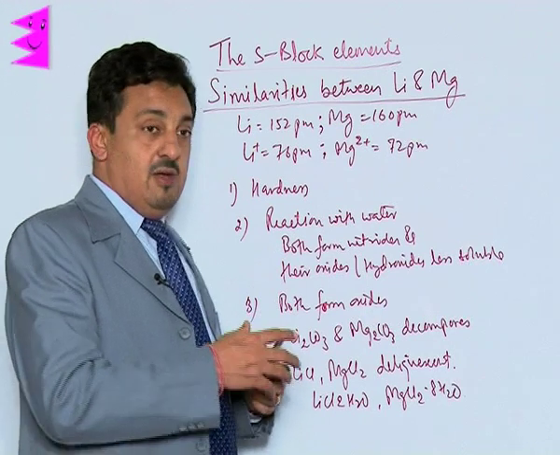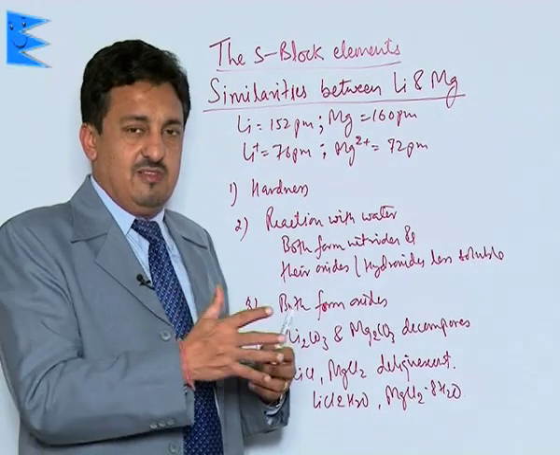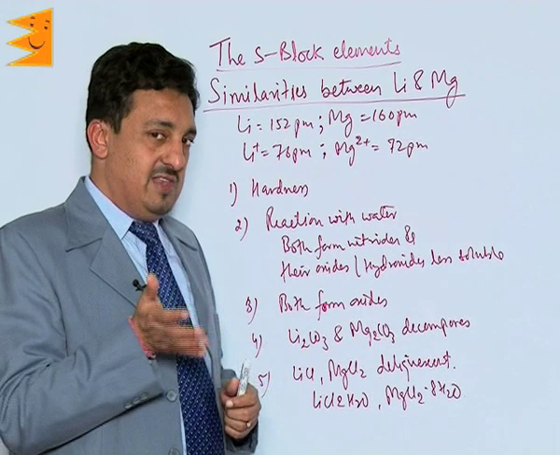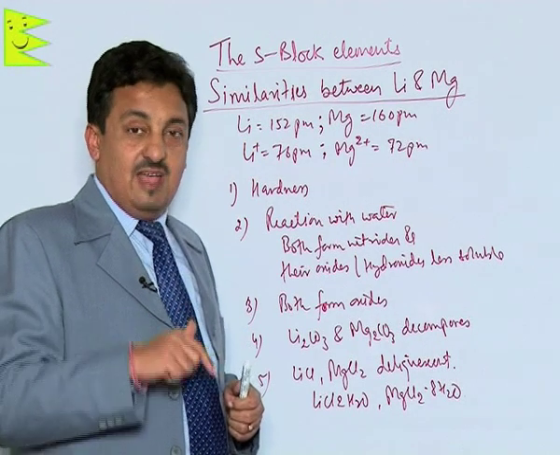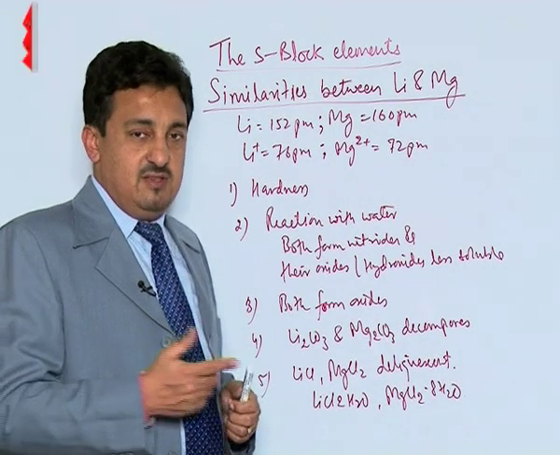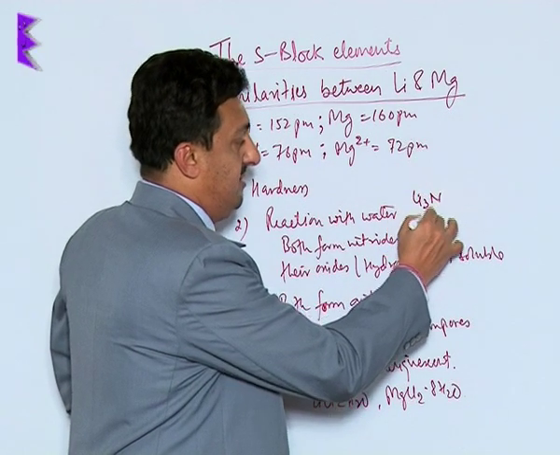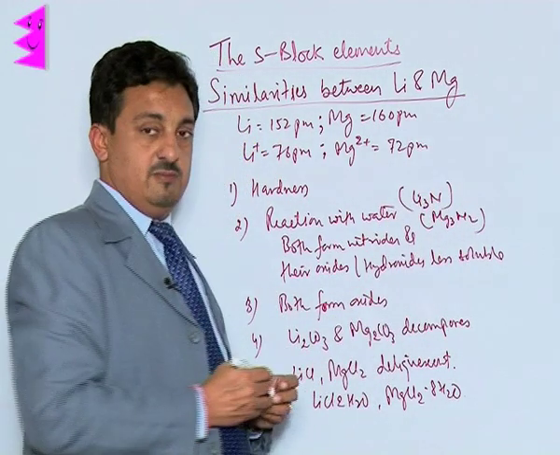Second, they both react with water very slowly, not very vigorously, and even with oxygen they react very slowly. Both of them form nitrides along with the oxide when they are heated in air. So lithium forms this type of nitride and magnesium forms this type of nitride. These are the formulas of the nitrides which are formed.